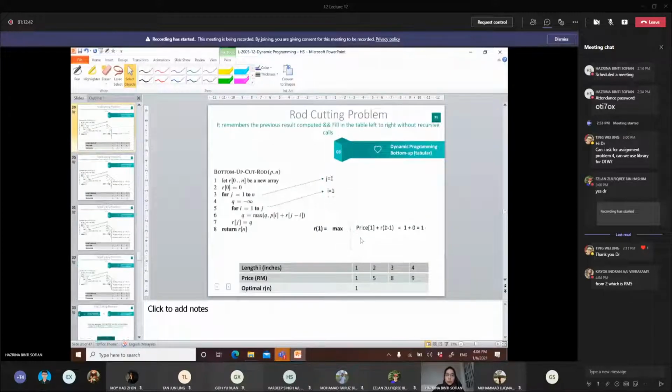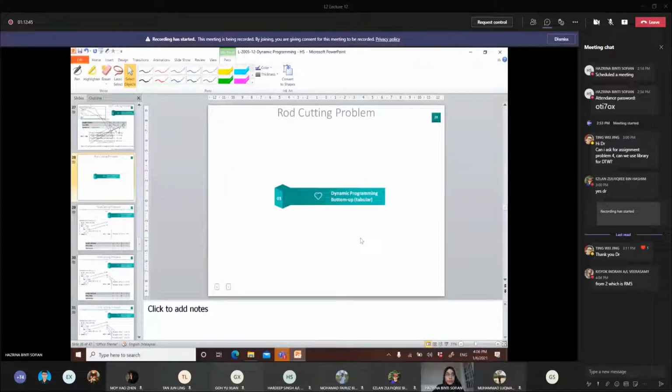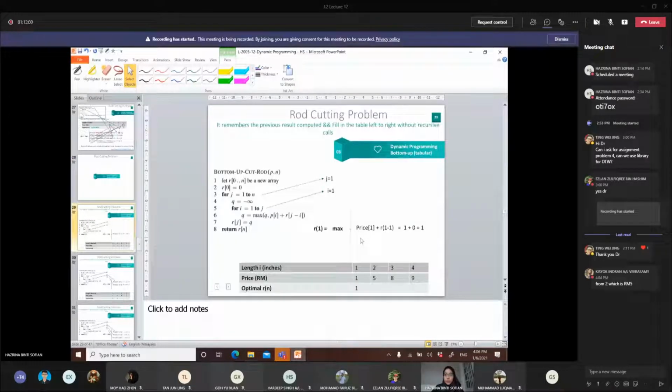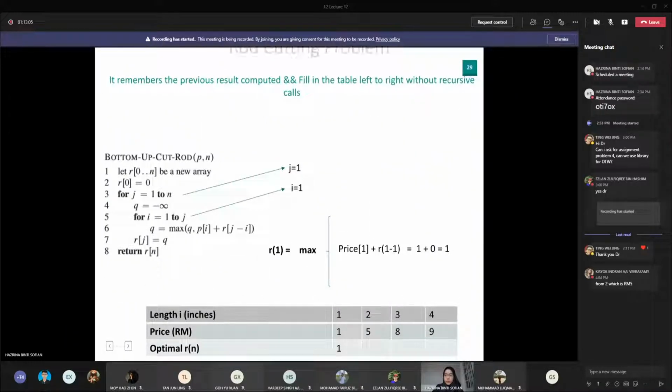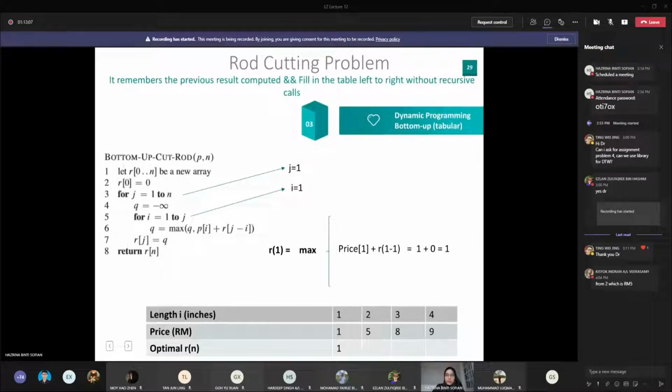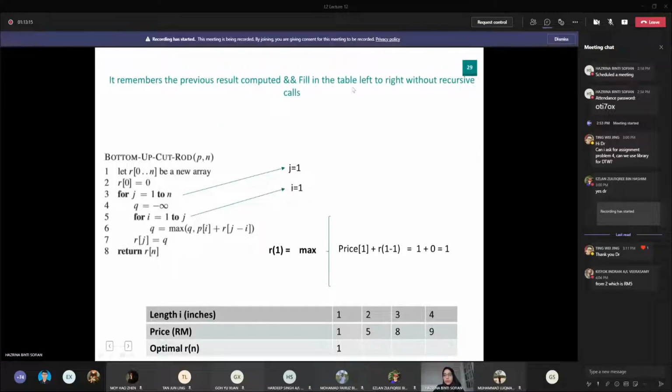So we're going to do the same thing now using tabular. Remember just now we have 3 approaches: naive without dynamic programming, memoization, and tabular. So we're going to learn about the tabular. For tabular, it remembers the previous result computed, and fills the table left to right without recursive calls.